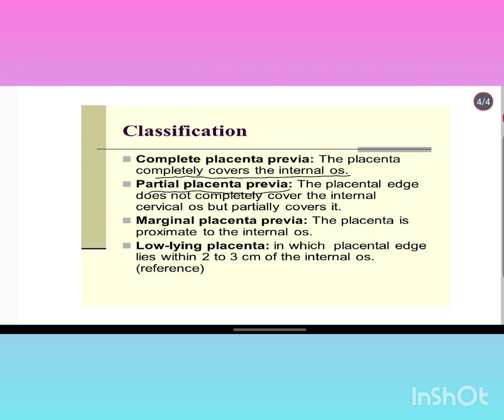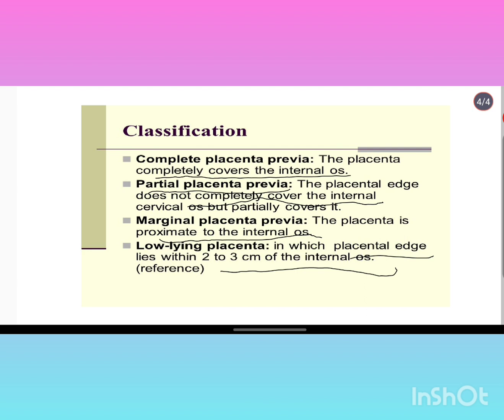So in partial placenta previa, the placenta will not completely cover the internal os. And the third one is marginal placenta previa, in which the placenta is only proximate to the internal os. And the last one is a low-lying placenta, in which the placental edge lies 2 to 3 centimeters from the internal os.